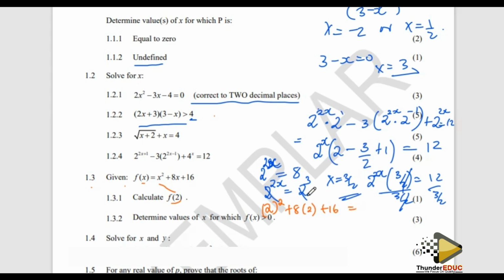What do we get? That's a 4, 32, so I'm getting a 36. Done. Then, determine the values of x for which f of x is greater than 0. So we get x squared plus 8x plus 16, and just say it's greater than 0. Then try to solve this quadratic. You can use the factors, or you can use the formula.